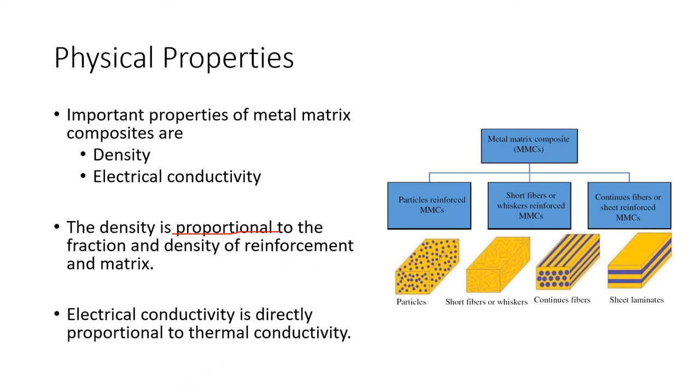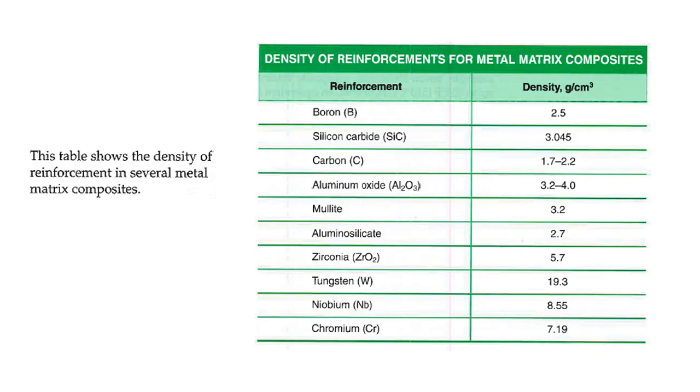This is just showing you a flow diagram for your particle, your short fibers, your continuous long fibers and your sheet laminates inside of your MMCs. The way they orient it is going to give you different physical properties, affecting the structures and also the electrical conductivity. Here is your table showing you the density of your reinforcement for your MMC, for metal matrix composites.